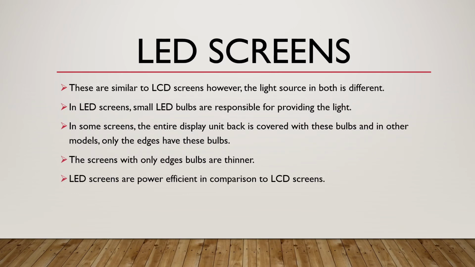LED screen. These are similar to LCD screens, however the light source in both is different. In LED screens, small LED bulbs are responsible for providing the light. In some screens, the entire back of the display unit is covered with these bulbs, and in other models, only the edges have these bulbs. The screens with only edge bulbs are thinner. LED screens are power efficient in comparison to LCD screens.